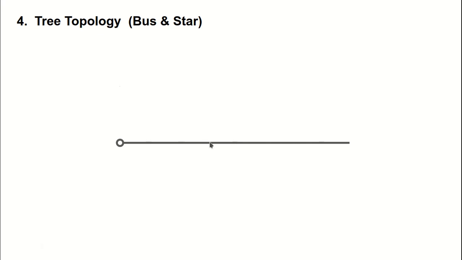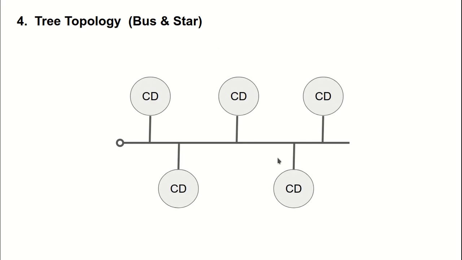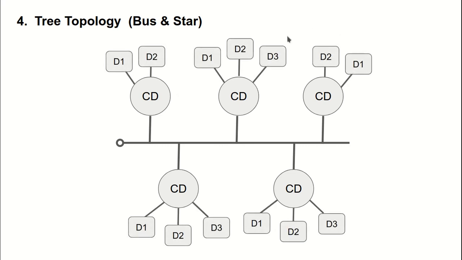As in the previous topology, as you can see, only one central device was present in the star topology and it had multiple devices connected with it. Similarly, in this case the cable will contain multiple central devices, and with each central device multiple computers will be connected. As you can see, this central device contains 2 computers, this central device contains 3 computers. So similarly all the central devices contain multiple computers.